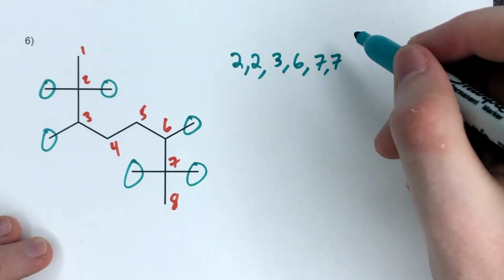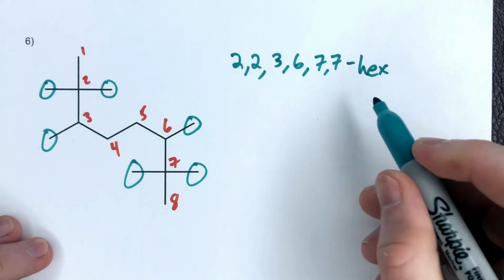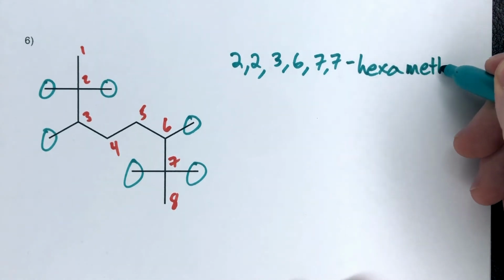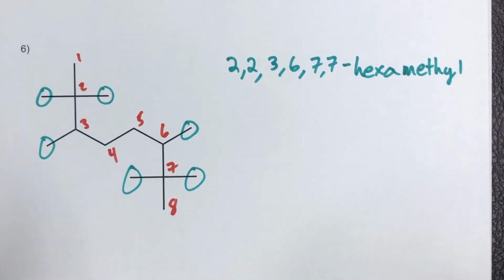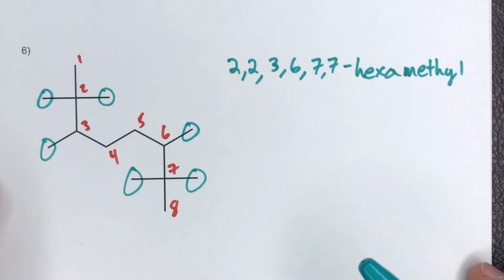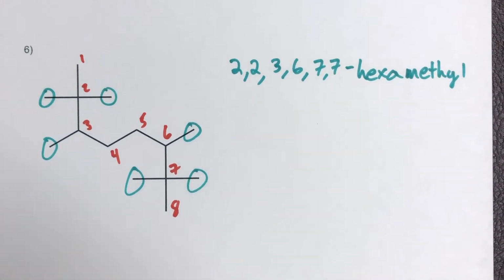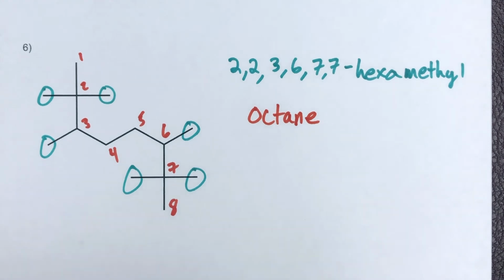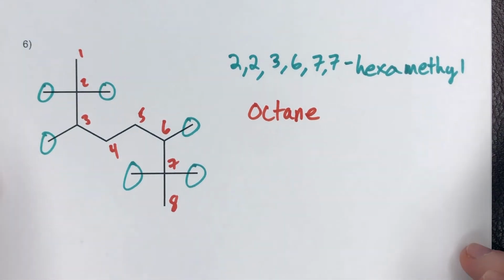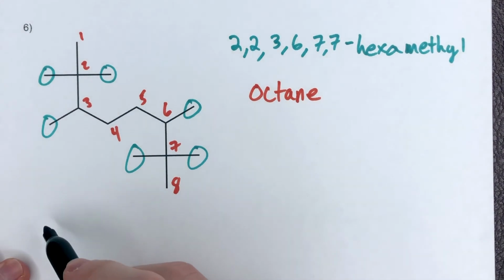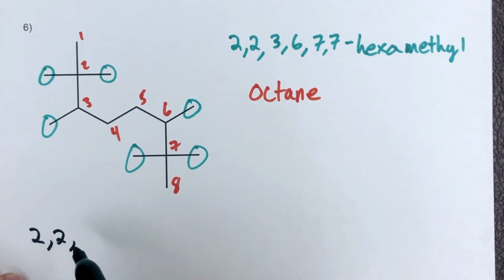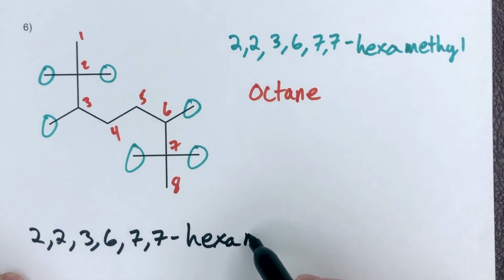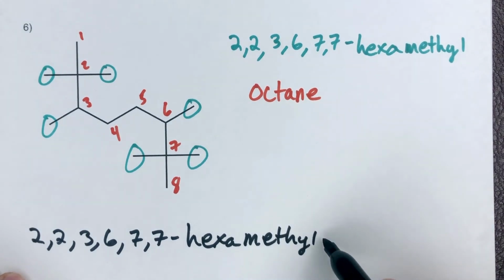2, 3, 4, 5, 6, hexa, hexa for 6, and then a methyl because of the 1 carbon branch. So that entire thing is a 2, 2, 3, 6, 7, 7 hexamethyl, and then it's simply an octane because there's 8 carbons in the longest chain, and again it's an alkane, so you just use the ane suffix. So then there's no difference in alphabetical order here, you just list this very long substituent as 2, 2, 3, 6, 7, 7 hexamethyl octane.